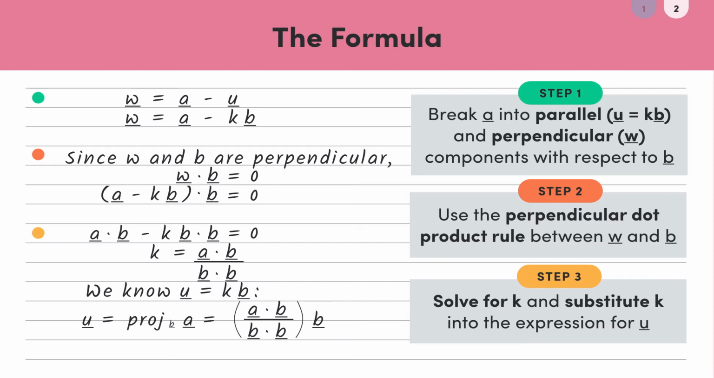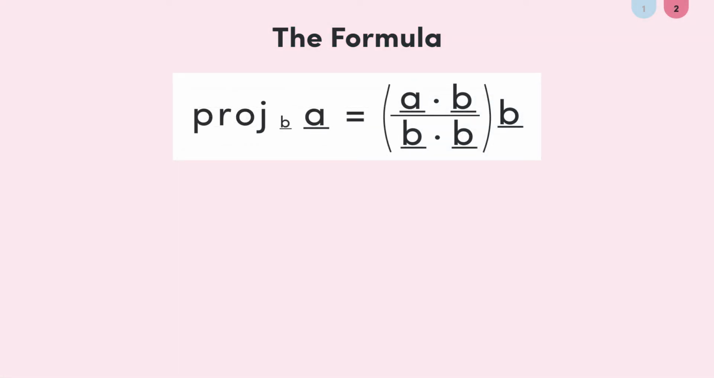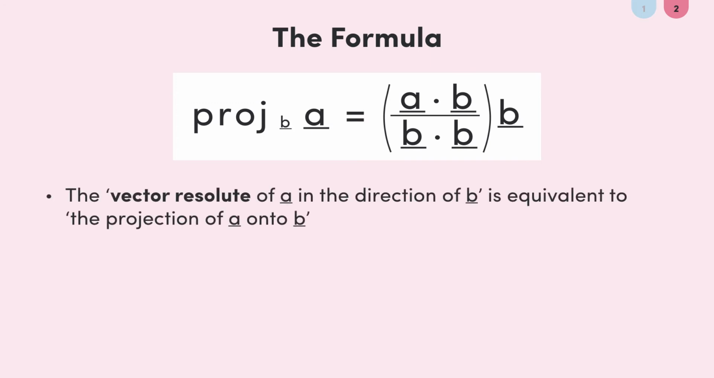Nice. Just before we wrap up, there is one other term that you may hear used in the context of vector projections. The vector resolute of a in the direction of b is equivalent to saying the projection of a onto b. They're literally just synonyms, but the word projection is definitely more widespread.